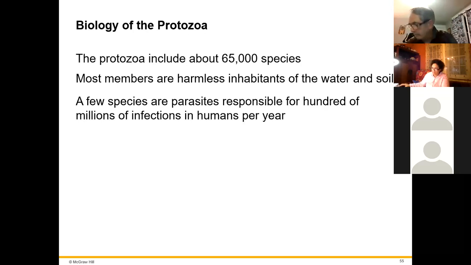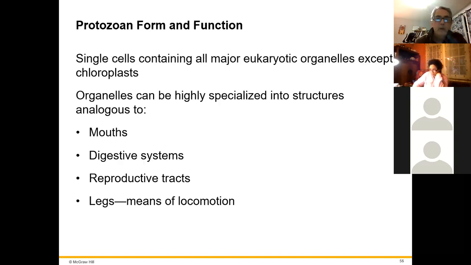The protozoa, there's over 65,000 species. Most are harmless inhabitants of water and soil. A few species are parasites and responsible for hundreds of millions of infections in humans per year. Protozoans are single cells containing major eukaryotic organelles, but they do not have chloroplasts, which are found in algae and plants. They can have organelles that are highly specialized. They can have mouths and digestive systems and reproductive tracts and something resembling legs for locomotion.